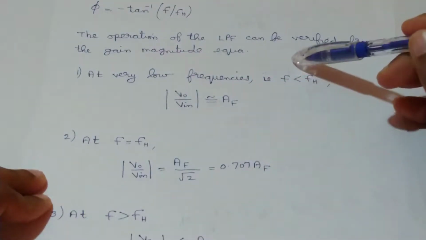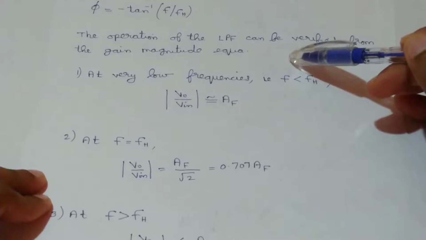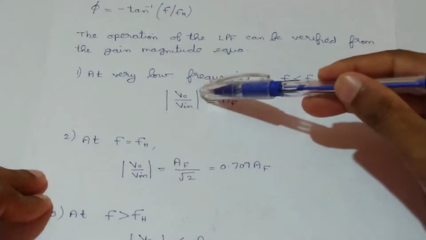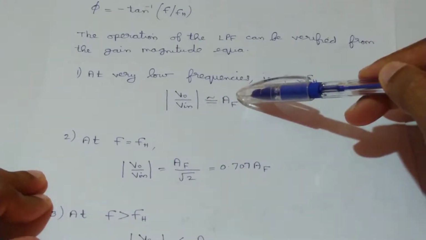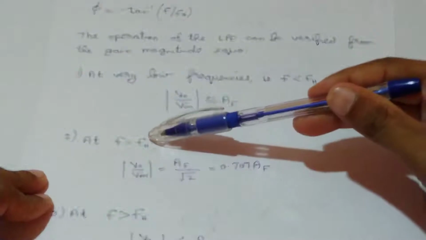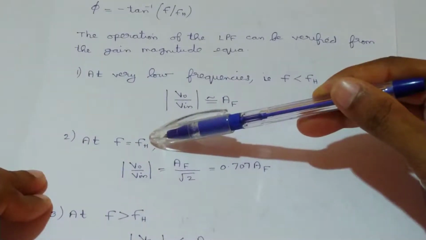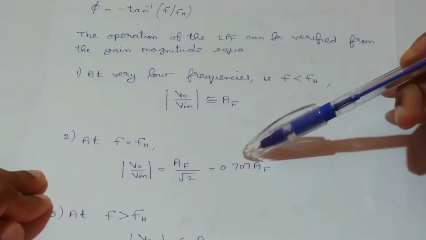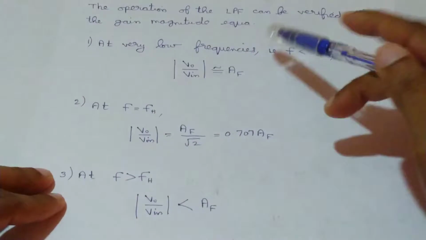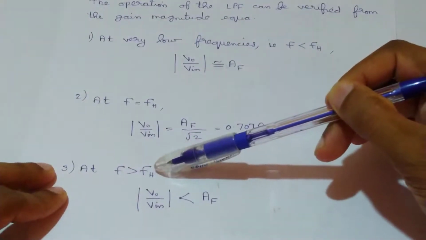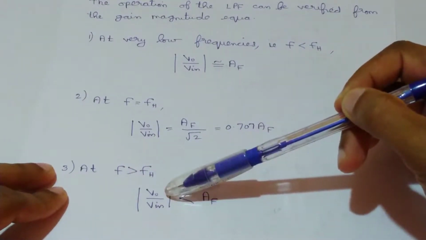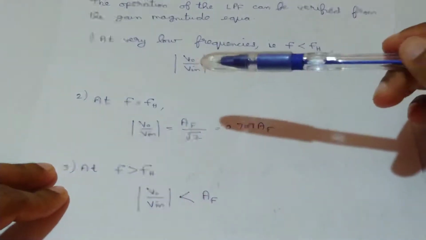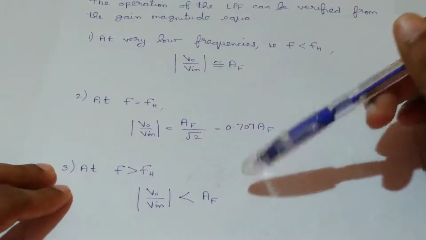So when the input frequency is from 0 Hz to fh Hz, this v out by v in value will be af. And when the input frequency is equal to fh, that gain v out by v in will be 0.707 af. And when the frequency f goes on increasing beyond fh, that mod v out by v in value goes on decreasing, and it will be less than that af value.